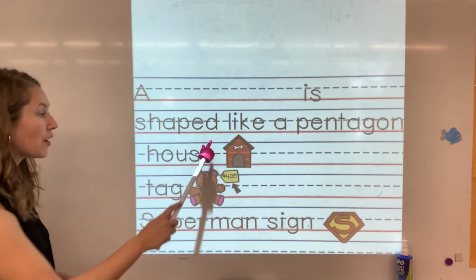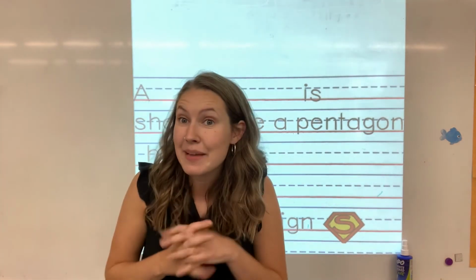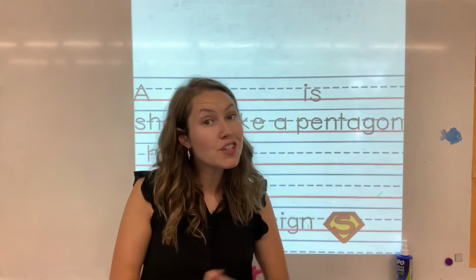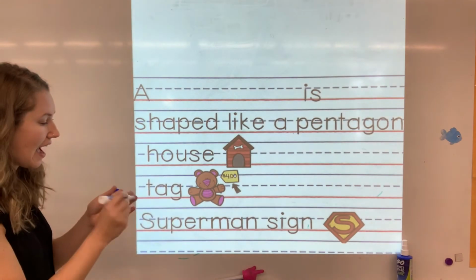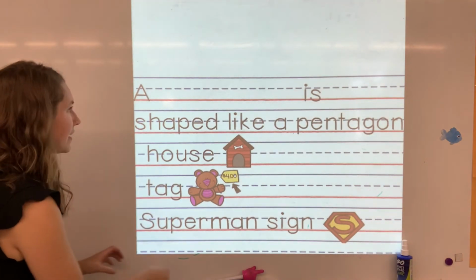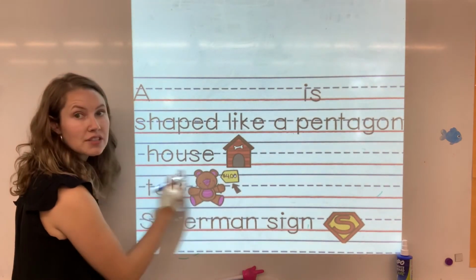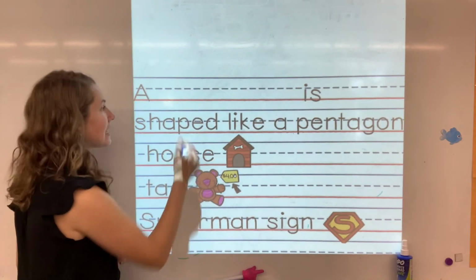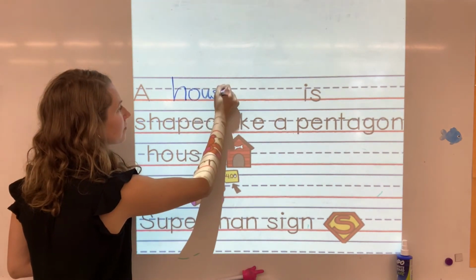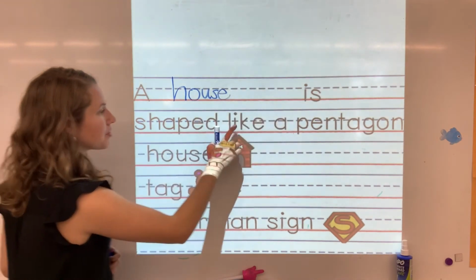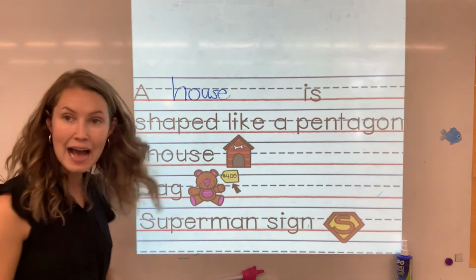So today I want you to pick one of these words, or if you know of something that's shaped like a pentagon that you would prefer to write about, you can do that. I'm going to pick a house, because I think that will be a fun one to draw a picture of. So I'm going to look at it here. House. A house is shaped like a pentagon. And now I'm going to draw a picture of a house.